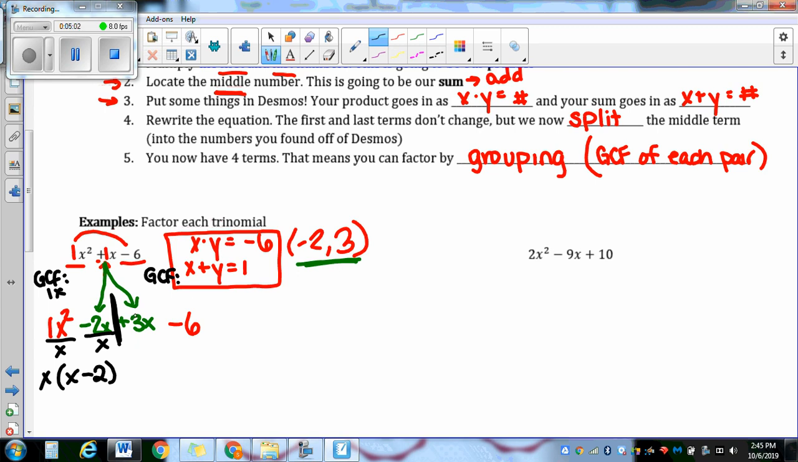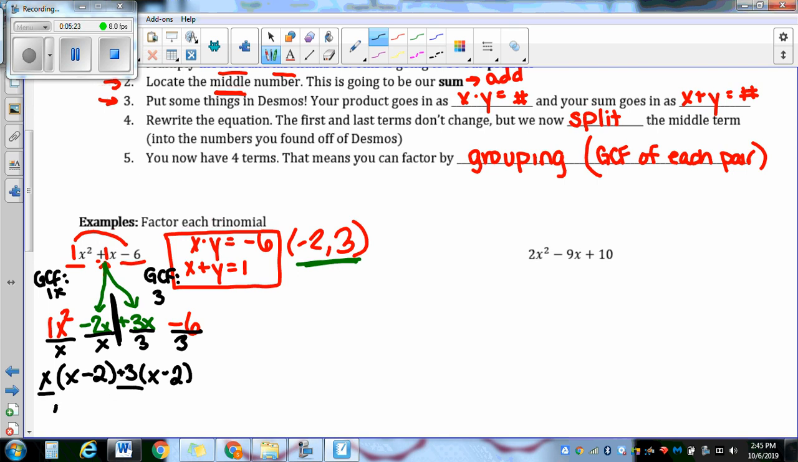Out of the second pair, positive 3 and negative 6, they're both divisible by 3. Positive 3 because the guy in front was positive. So divide by 3, divide by 3. This is going to give me x. This is going to give me negative 2. My GCF is 3, positive.